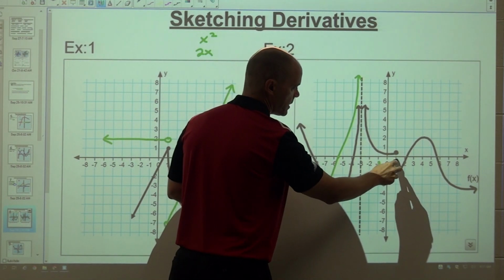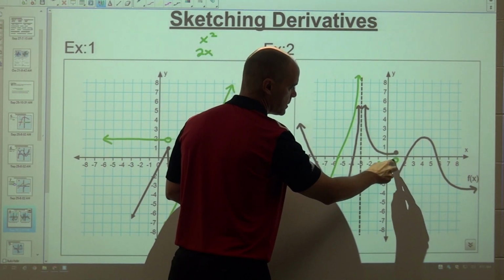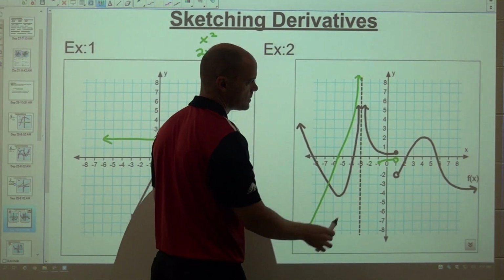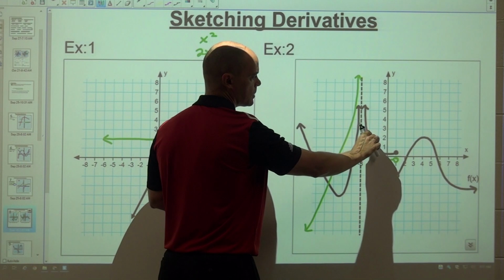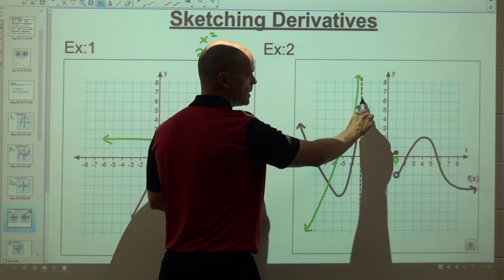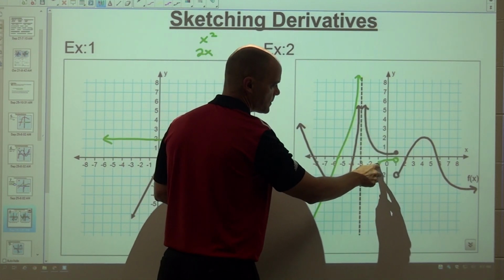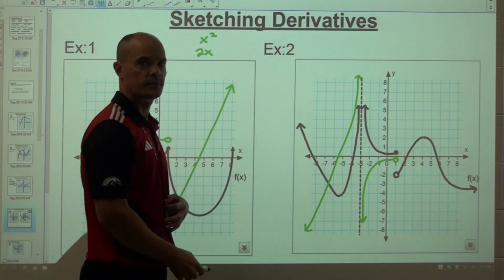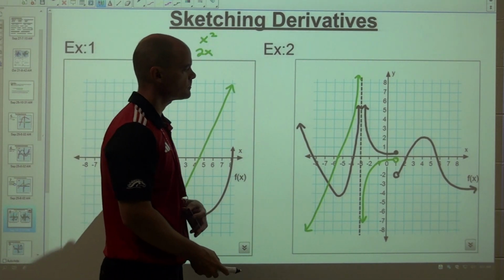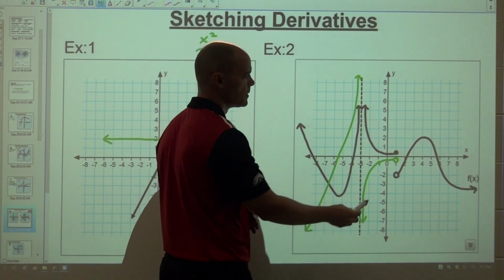No derivative at a jump. So it looks like this. And then as I take my tangent lines and creep up this curve, they're getting more and more negative until they're infinitely negative. So this actually flips and looks like that. Strange. Let's keep playing the game.